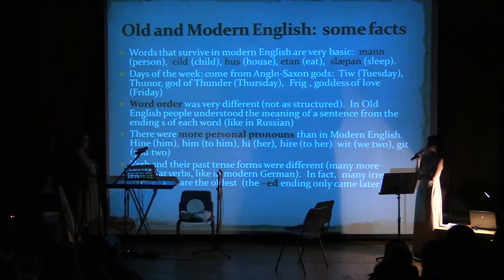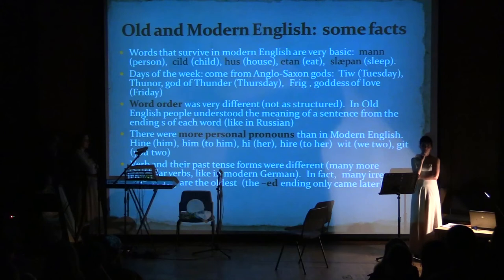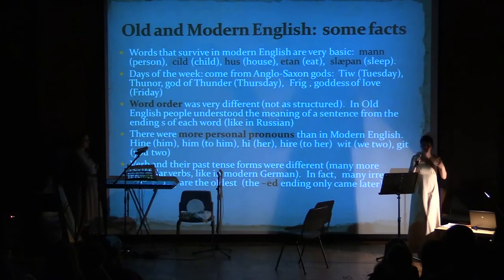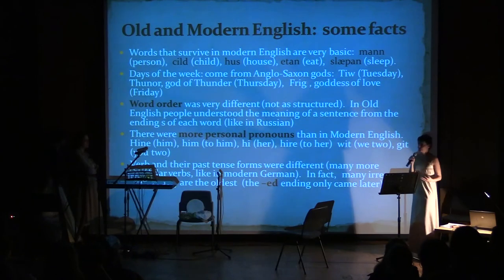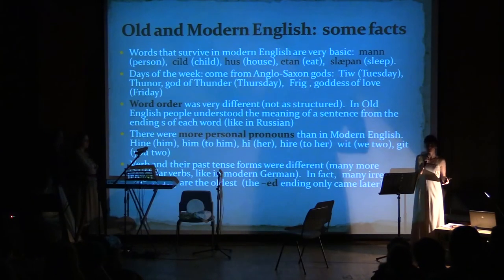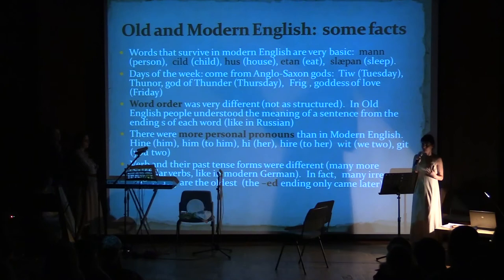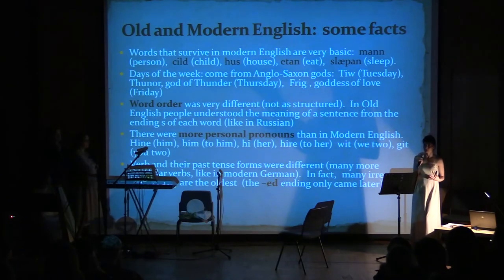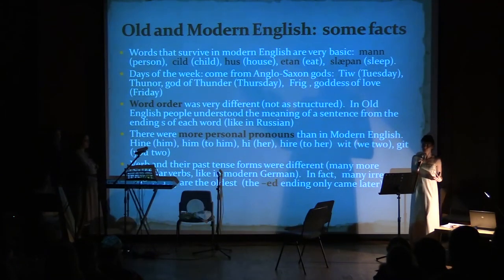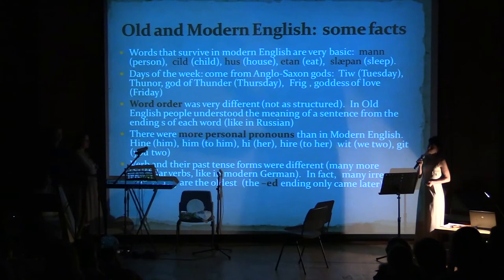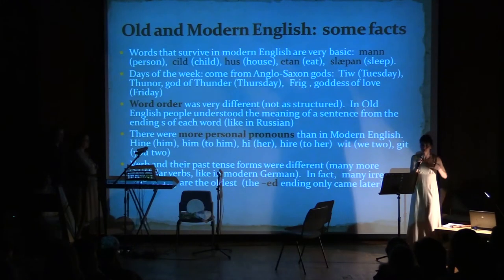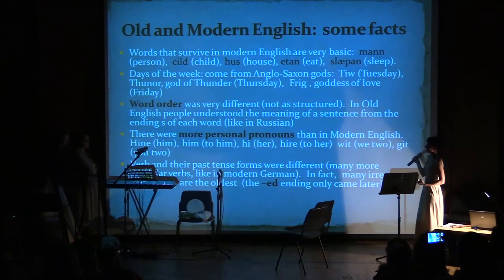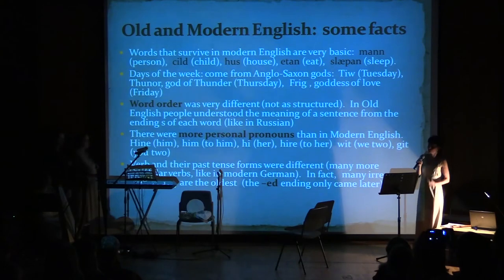The word order was very, very different. Unlike modern day English, when we have a very structured, very rigid word order in sentences, this was not the case with Old English. In fact, it was probably closer to the German language, yes. And also maybe Russian. Just like in Russian, we don't really have a very strict word order. So similarly, in Old English, it wasn't that rigid.